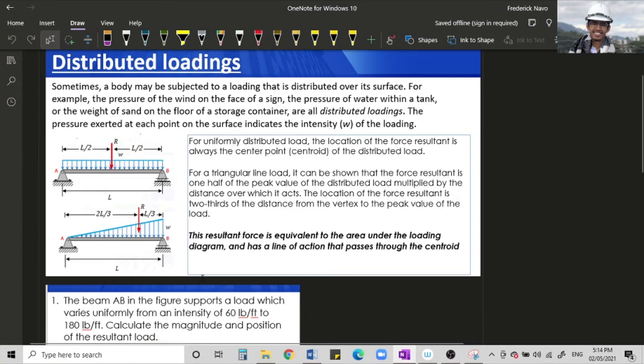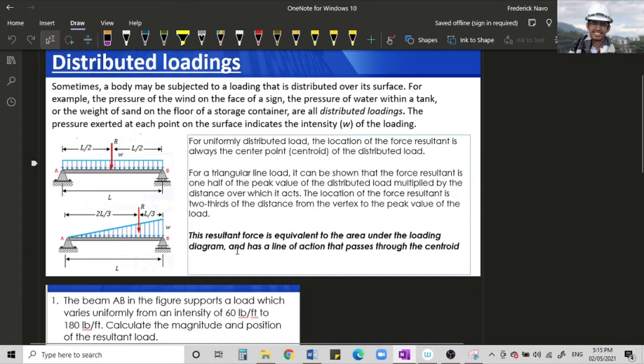So, the resultant force is equivalent to the area under the loading diagram and has a line of action that passes through the centroid. Diba? Ang centroid ng square will be dun sa sentro, mid. Okay? And yung sa triangle naman, that will be 2/3 from the point A. Tama?